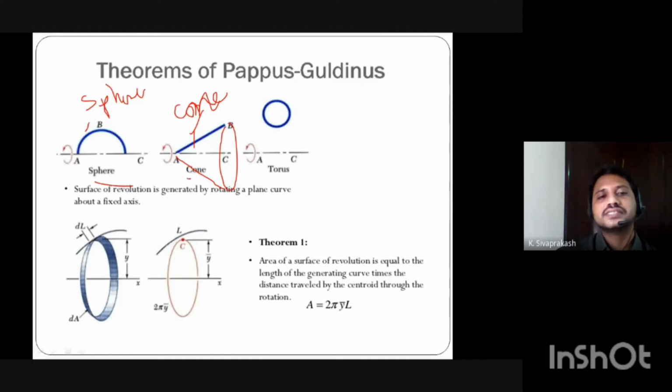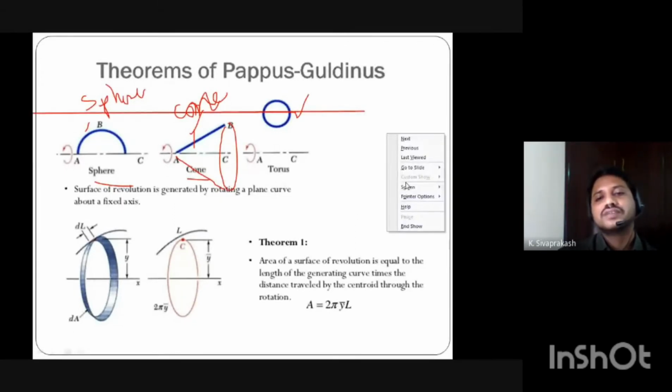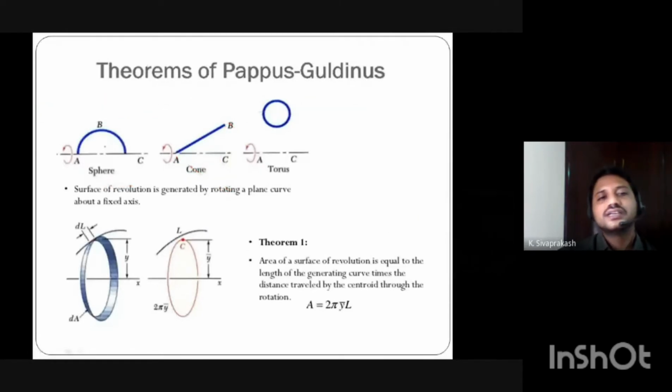And the third case, if you take a circular curve and revolve it about a non-intersecting axis, then a torus surface area will be generated. Okay, these are the surface areas generated by revolving plane curves in the same plane. So that is about the theorem of Pappus 1. According to Pappus theorem 1, you can calculate the surface area.